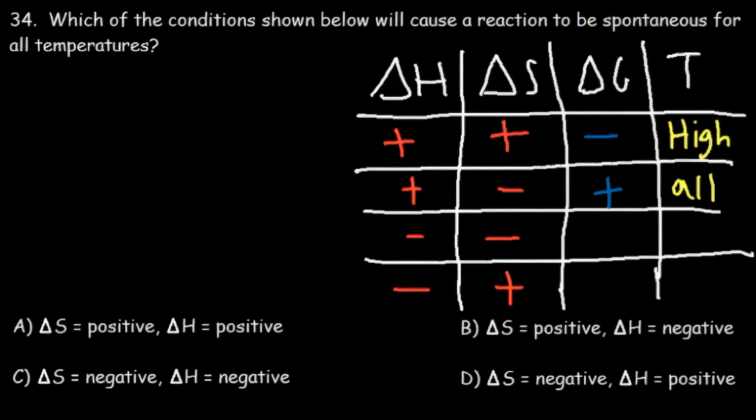When both delta H and delta S are negative, delta G will be negative only under low temperature conditions. And when enthalpy is negative and entropy is positive, delta G will be negative at any temperature. So, using this information, the reaction will be spontaneous at all temperatures if delta H is negative and delta S is positive.